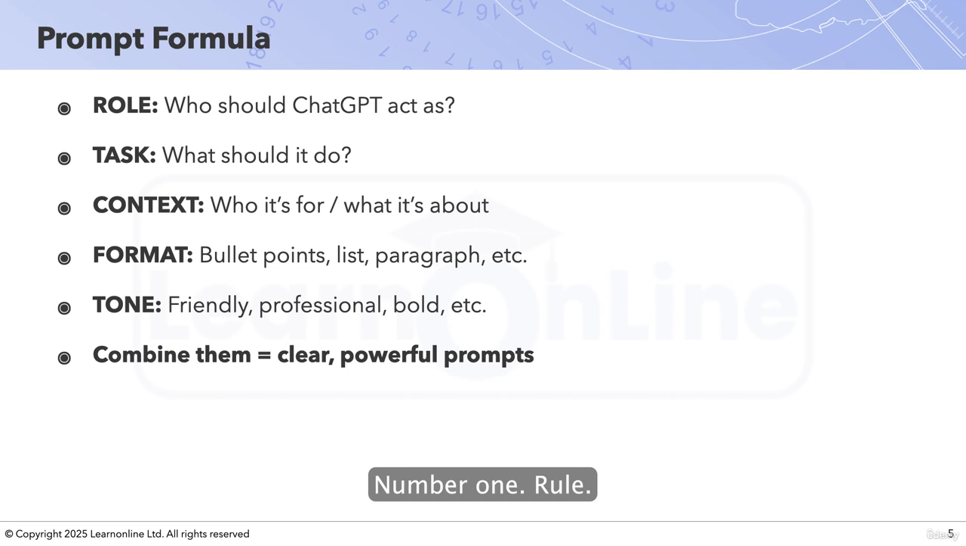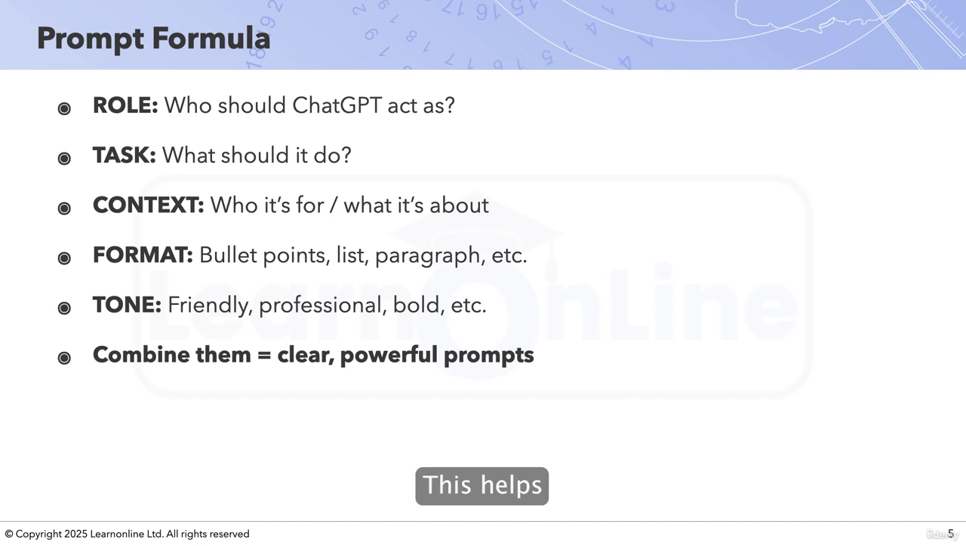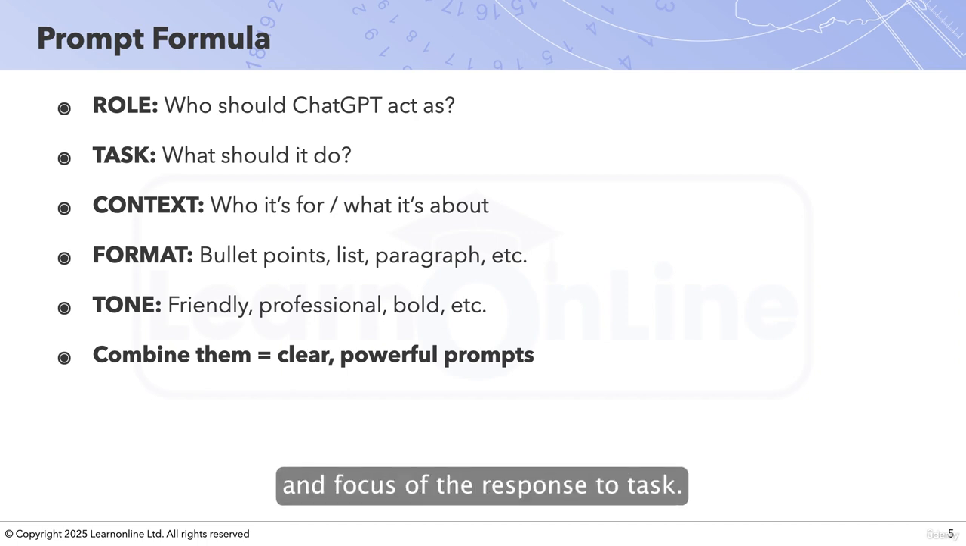Number 1. Role. Who should ChatGPT be? You can tell ChatGPT to act as a specific role. This instantly changes how it writes: more focused, more relevant. Examples: act as a productivity coach. You are a marketing expert. Imagine you're a customer service rep. Pretend you're a nutritionist. This helps guide the language and focus of the response.